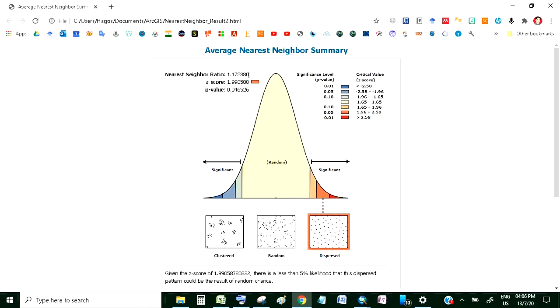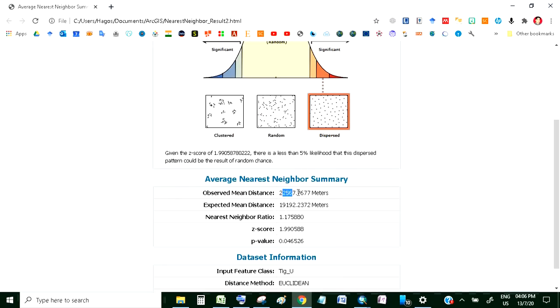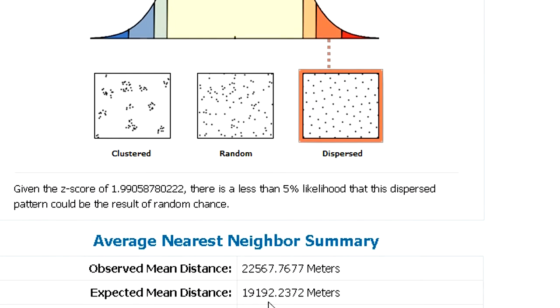So this is the observed distance divided by the expected distance. The observed distance was this, meaning on average all the settlements are around 22 kilometers far away. This is the nearest neighbor mean distance. Expected was this. So if you divide, then the ratio is this here.